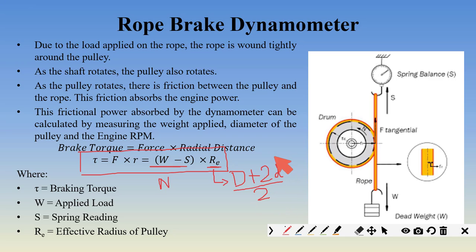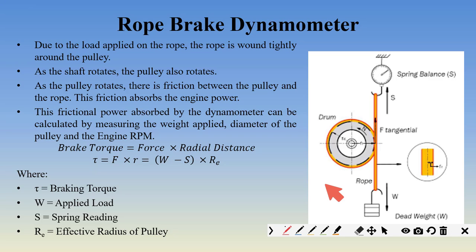Sometimes in sums they give the value of small d. In that case, you have to use this formula. Sometimes they do not give the value of small d. They say neglect the thickness of the rope. In that case, you can put this d as 0. So 2 into 0 becomes 0, and it is just D by 2. So that is how a rope brake dynamometer works, and that is how we measure the torque using a rope brake dynamometer, right?